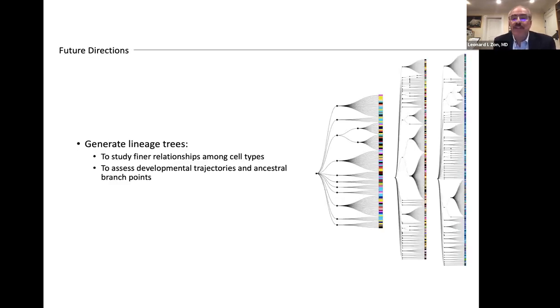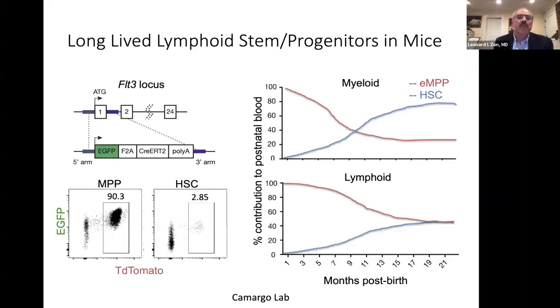We're now generating lineage trees. We hope to have this done pretty shortly. And this is also very exciting because it will allow you to trace back during embryogenesis and see when particularly that transformation event was happening. And that's going to be another exciting set of experiments.